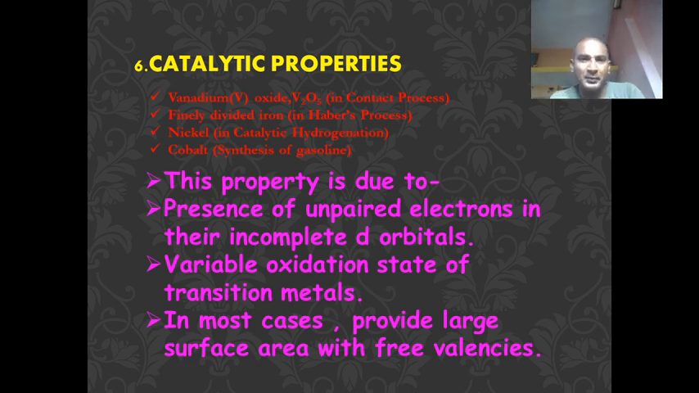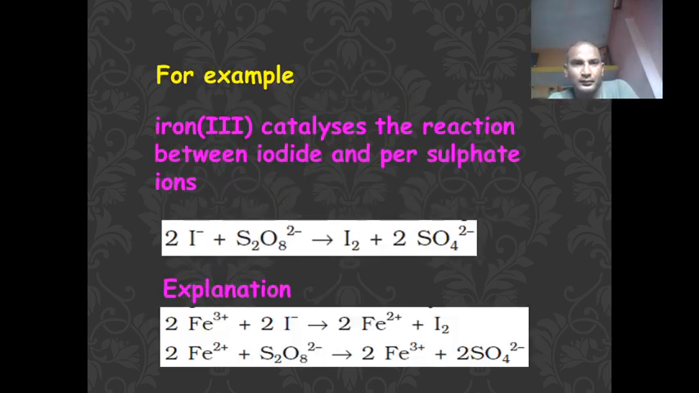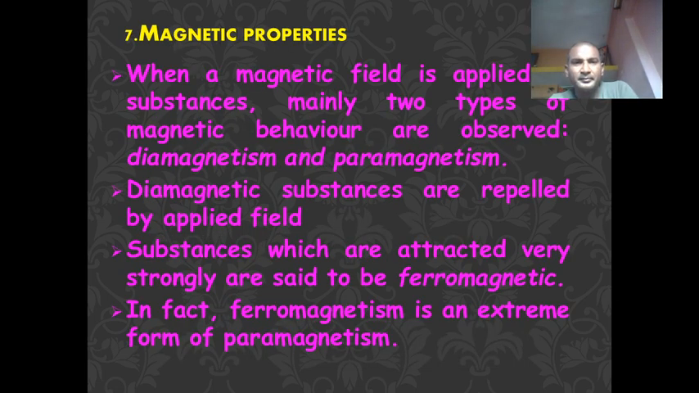This is another important property of d block elements. They show a catalytic property, mainly due to the presence of unpaired electrons. For example, vanadium oxide is used in the contact process, finely divided iron is used in the Haber process, and also nickel, cobalt and so on. These are the reactions which use iron as a catalyst. This is also another important property of d block elements.